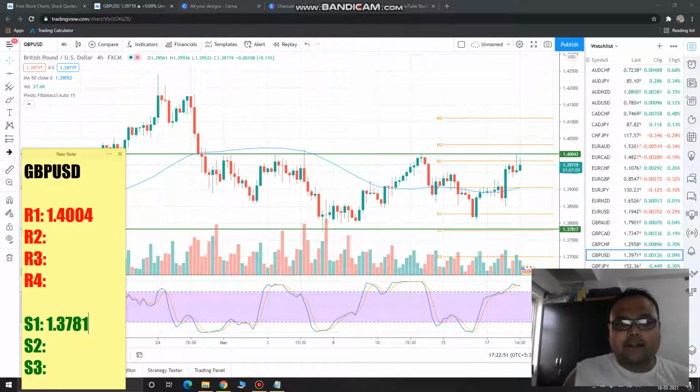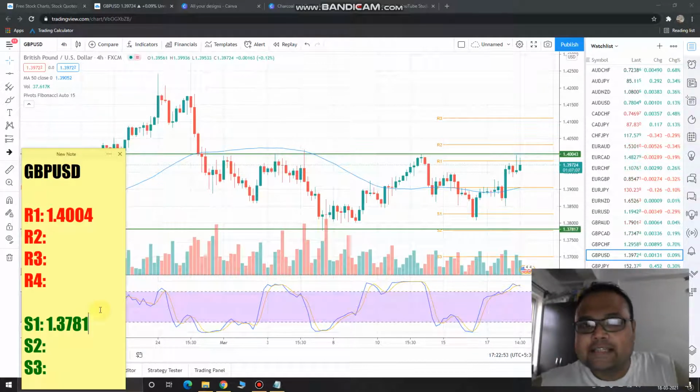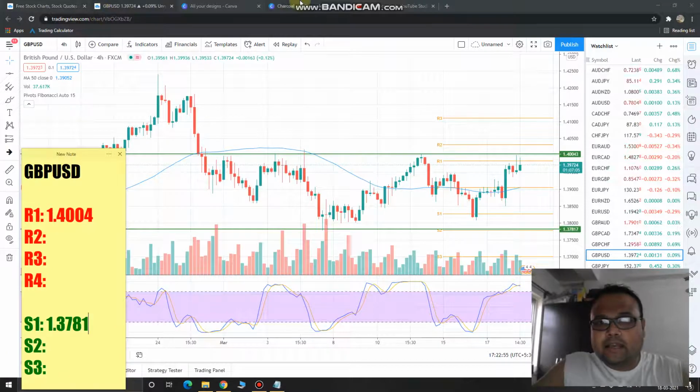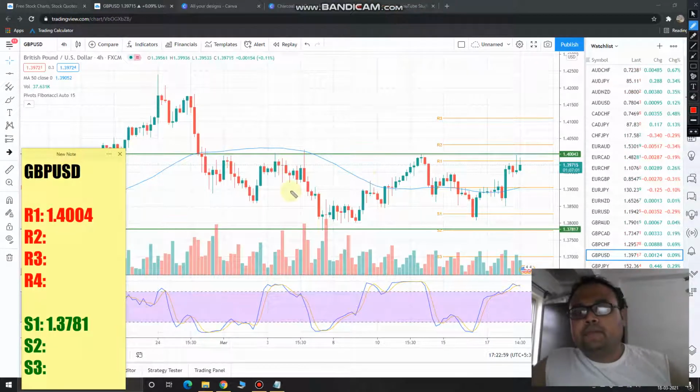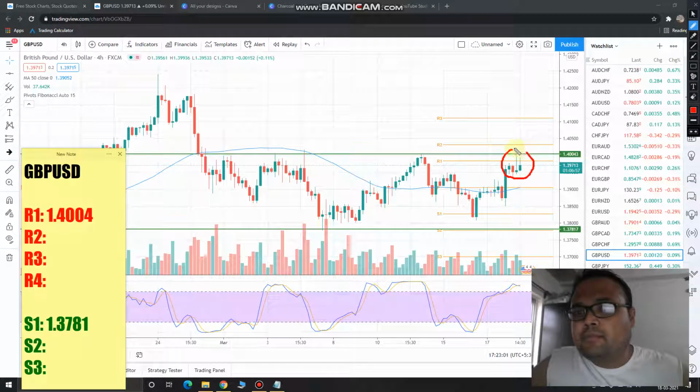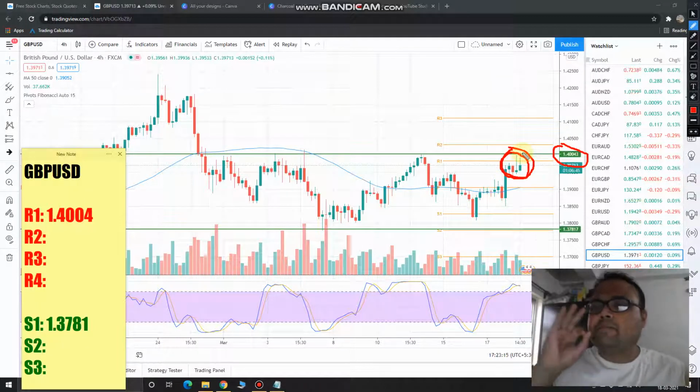Okay, so now we are ready. We can see that the market was in range, and the market is still trading in the range. And the best part is, the market has just received resistance from this 1.4004 level, and the market is getting price rejection from above as well. So for me, this is the best position to short the market.